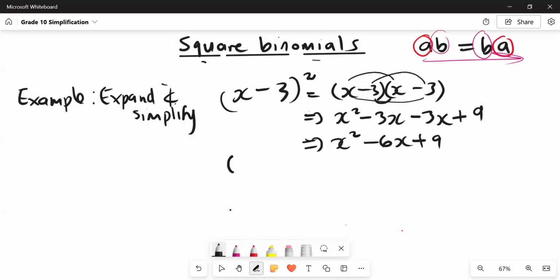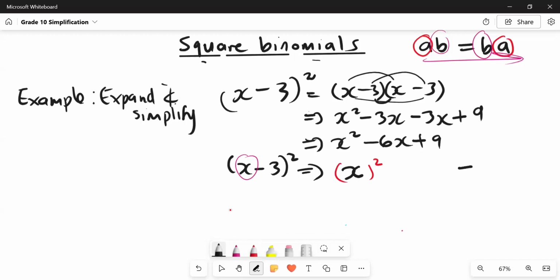You have your (x minus 3) squared, right? Now, the first thing that you do, you square the first term. So this is the first term, I'm squaring the first term. I will have x squared there, right? Now, square the last term. Here's my last term, minus 3. Square the last term, you have your (minus 3) squared, right?